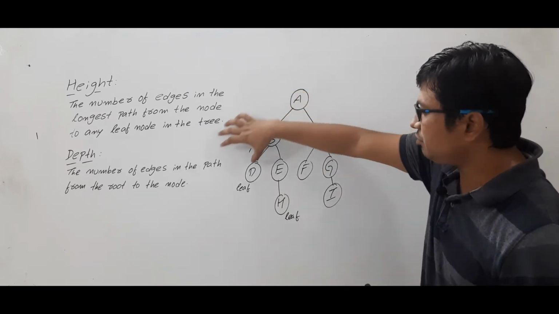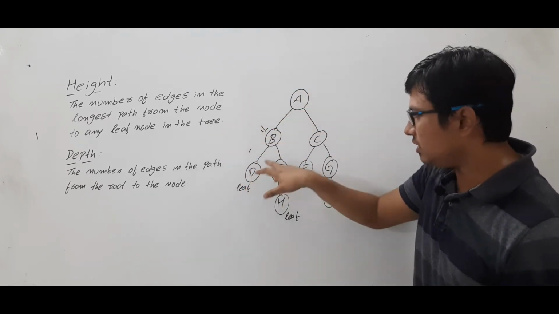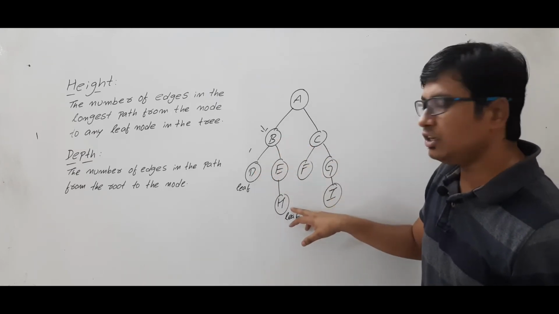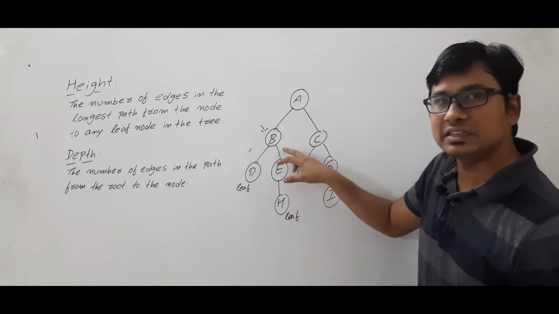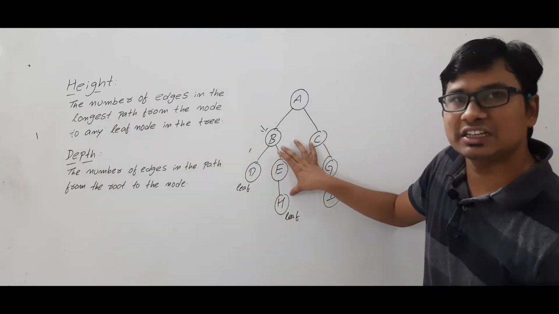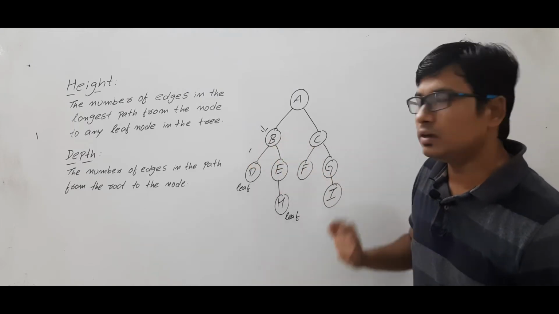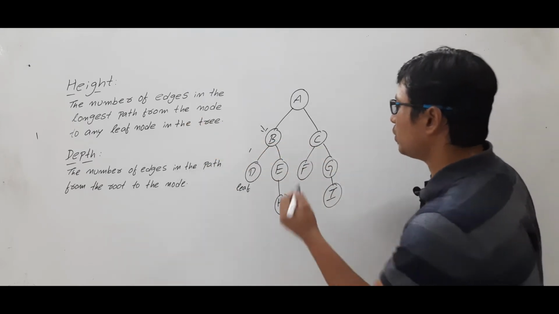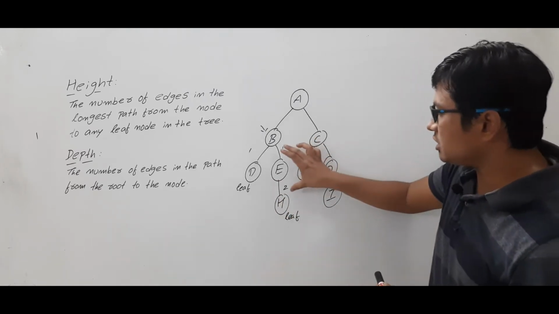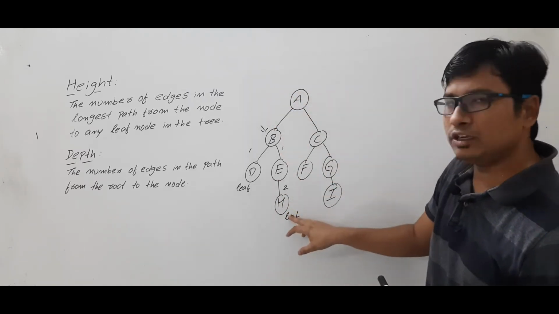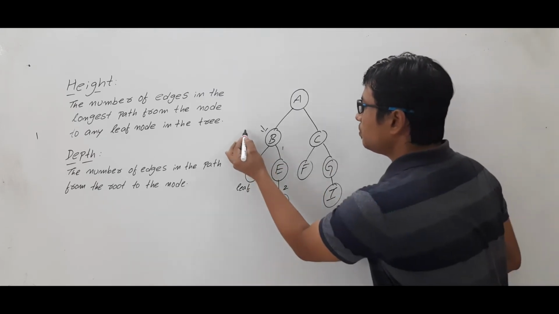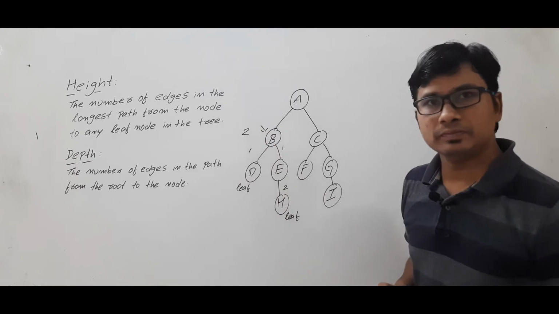Because from B, if I want to reach the leaf node D, I need to traverse only one edge. But if I traverse to the leaf node H, I will get 2 edges. So that is the longest path. So you need to check this one only, not this one. So 1 edge is there, 2 edges are there. So this is the longest path from B to any of its leaf nodes in the tree. So the height of the node B is equal to 2.